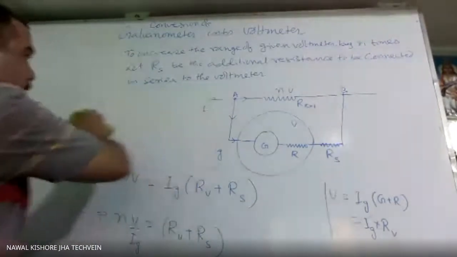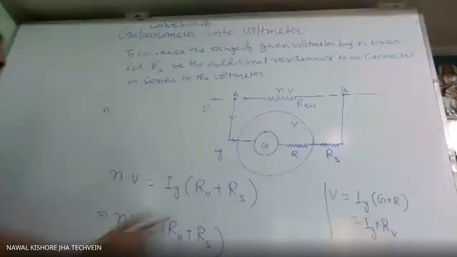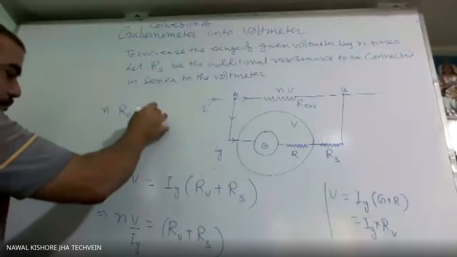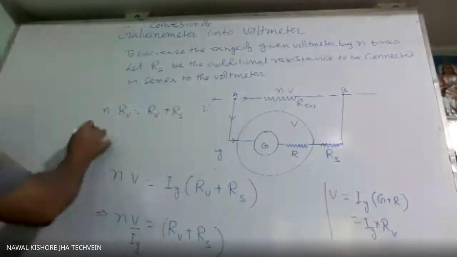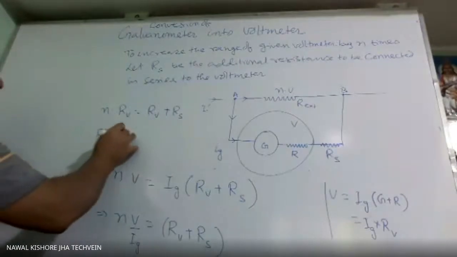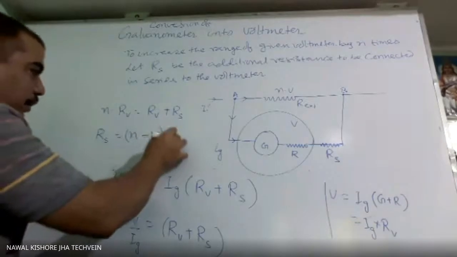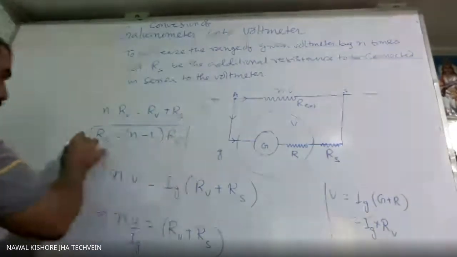Yes, any confusion, ask. So this is N V over Ig. We will write RV. So this RS is n minus 1 RV. This is in order to increase the range.